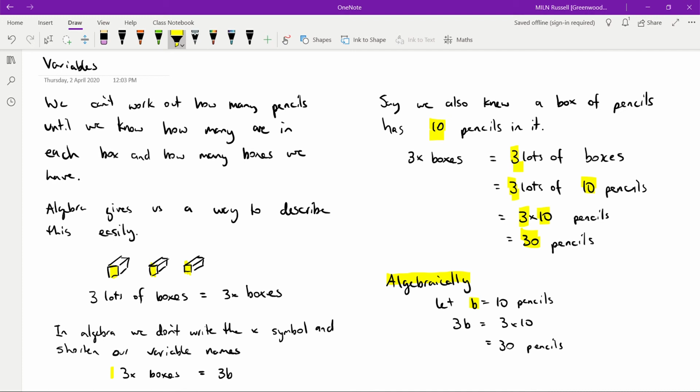So here we go. We have 3 lots of b. That's what 3b means. And if I write that over here, instead of saying 3 times b, I'm going to say 3 times 10, because each box has 10 pencils in it. 3 times 10, which gives me a grand total of 30 pencils.